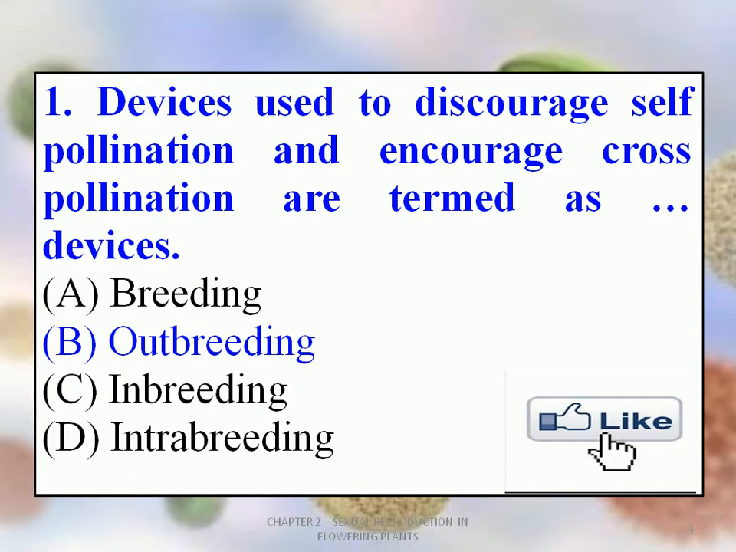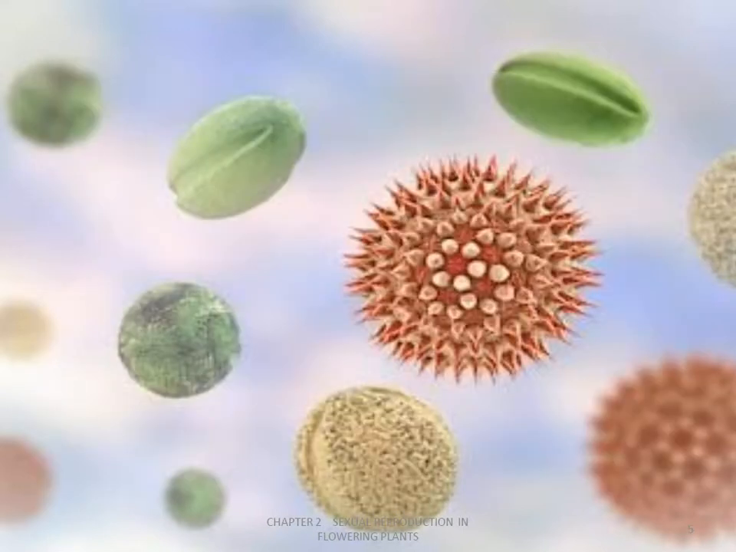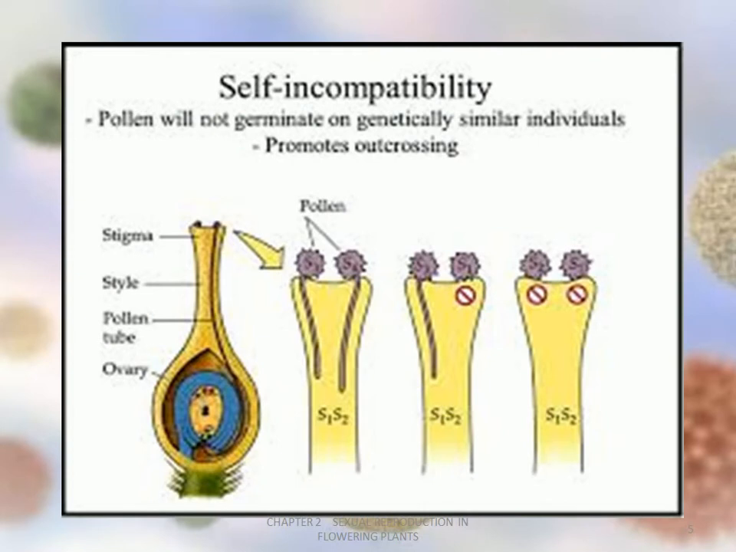Outbreeding. Yes, friends, devices used to discourage self-pollination and encourage cross-pollination are termed as outbreeding devices. Let's see here in the structure. First thing is self-incompatibility. That means the pollen grains from the same flower cannot be received by the stigma and fertilize the same ovum and produce the pollen tube and zygote.